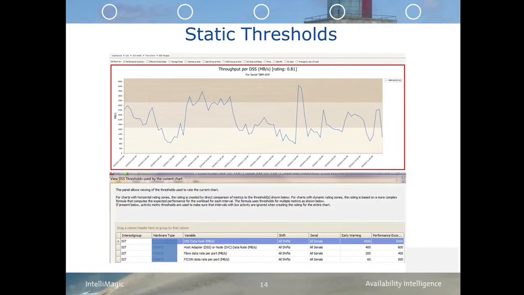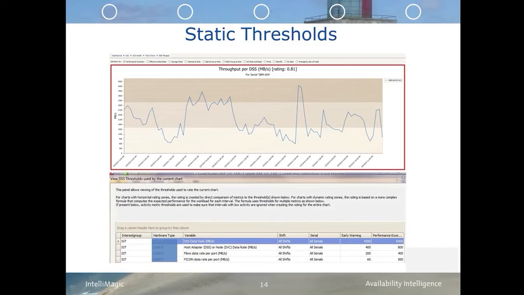IntelliMagic Vision comes preloaded with thresholds based on hardware capabilities. Some of these thresholds are static in nature and don't vary by interval. However, just because they are static does not mean that they are based on just one number. The static thresholds are calculated by Vision based on a number of configuration variables. In this example, the throughput thresholds are based on the model of the storage box, the fiber channel speeds, and the number of ports and adapters.